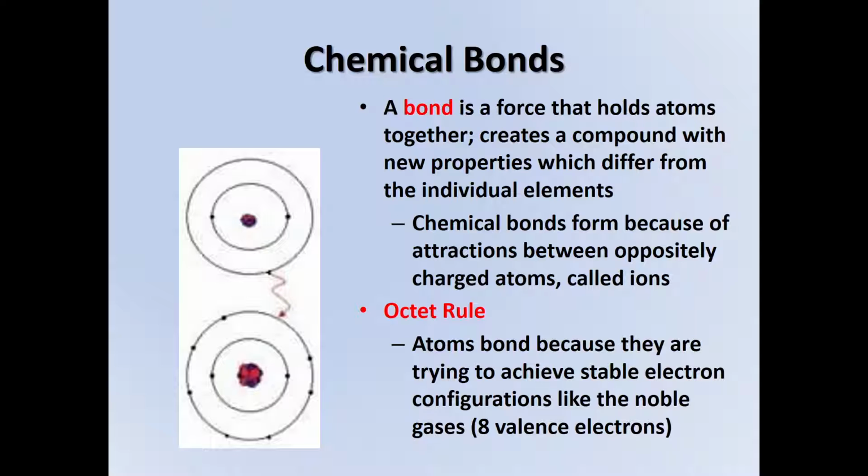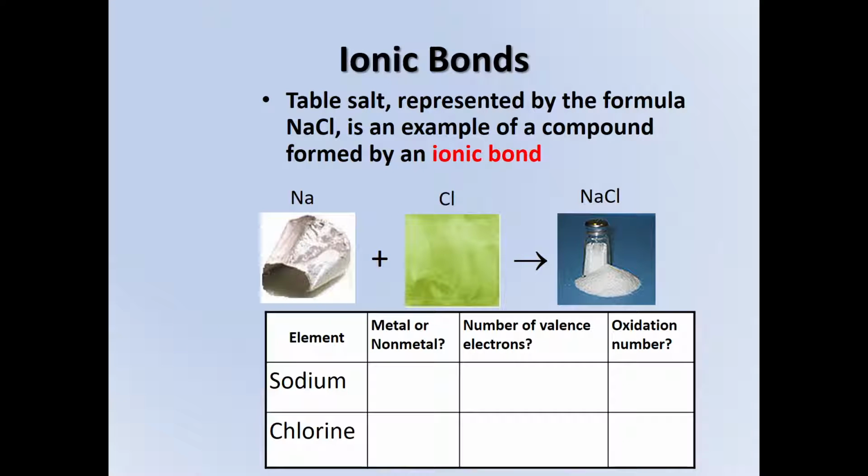So let's look at sodium and chlorine. Table salt, represented by the formula NaCl, is an example of a compound formed by an ionic bond. Sodium is a metal or not a metal? Is a metal. It's very metallic. It's on the left-hand side. How many valence electrons does it have?